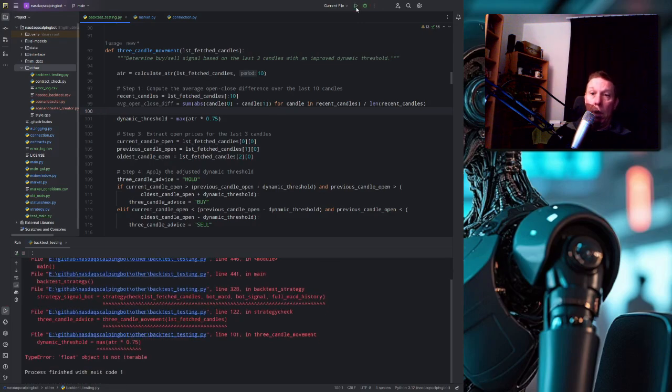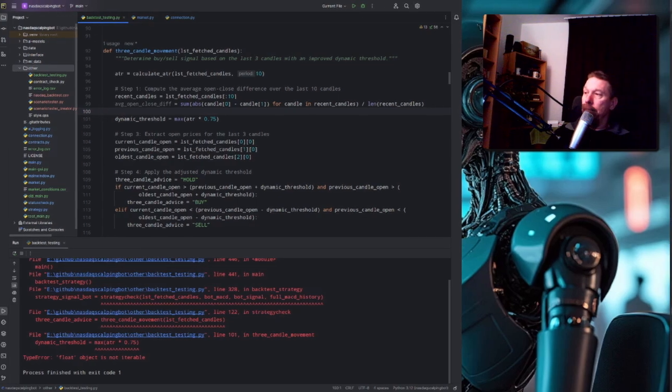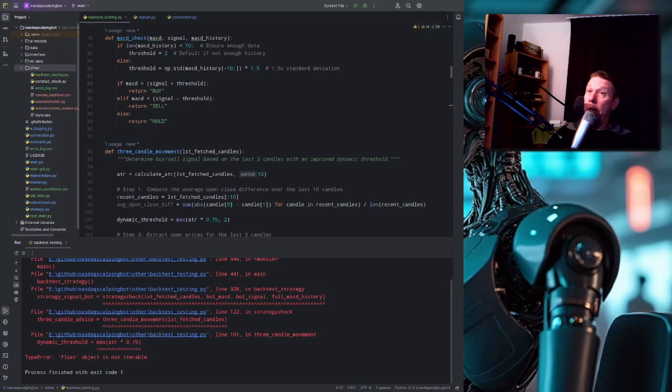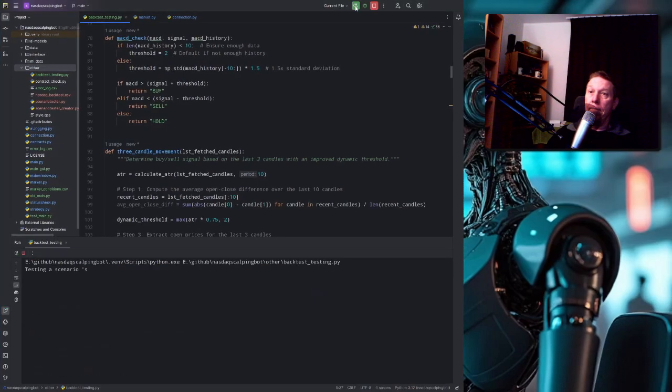Whoa. Float object is not iterable. There is an error. Let me take a look at it. Okay, hopefully fixed the error. Let's go and test again.